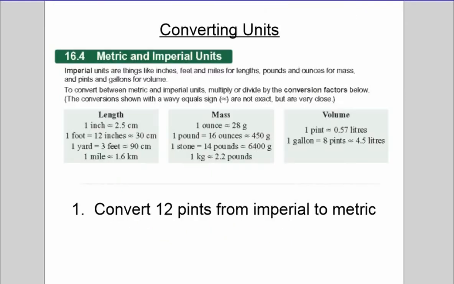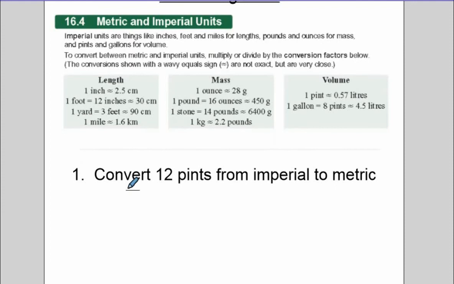Let's look at a slightly harder pair of questions. Here we go. We're going to use the same technique. Convert 12 pints from imperial to metric. Is that length? Is it mass? Is it volume? Let's have a look. Where's pints? Oh, here we are. And now it said imperial to metric. Well, you'd have to know what metric is. Metric are things like litres or grams, ending in G, or kilograms, kg, centimetres, metres, or kilometres. Anything else would be imperial.